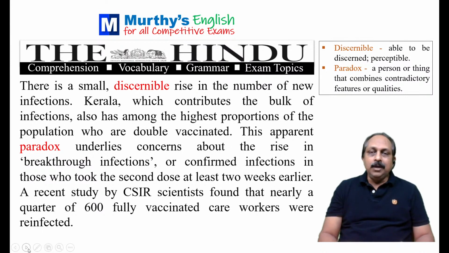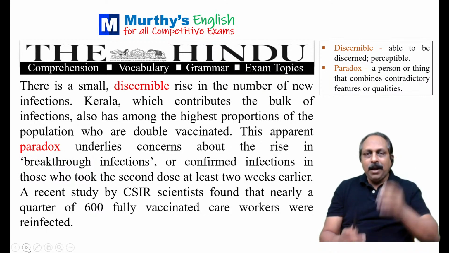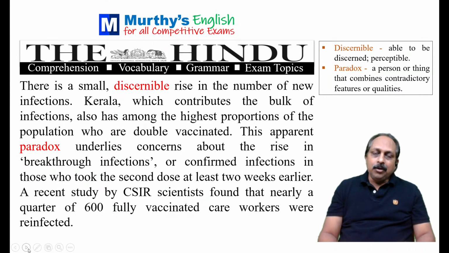Kerala is now in the limelight for two reasons. When it comes to double vaccination, they have the highest number. When it comes to the new cases, they have the highest number. That is a paradox. This apparent paradox underlies concerns about the rise in the breakthrough infections or confirmed infections in those who took the second dose at least 2 weeks earlier. So it talks about paradox. It is obviously a paradoxical situation.